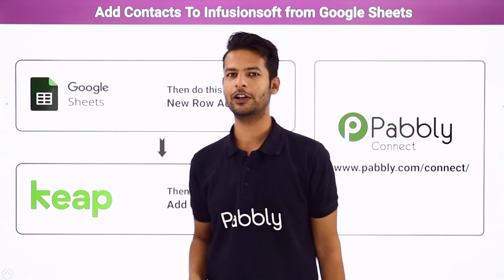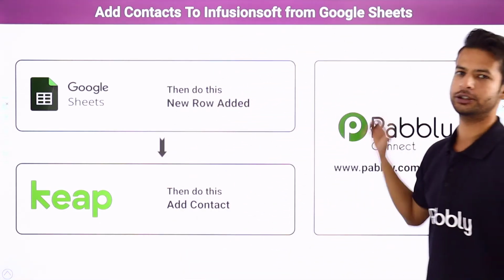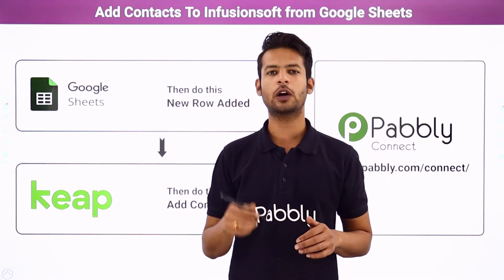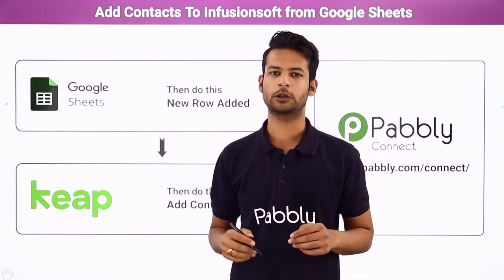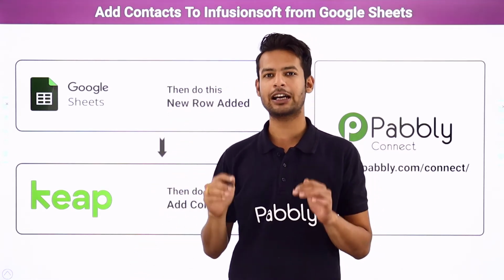Today in this video we will learn how to add contacts to Infusionsoft from Google Sheet. Now suppose you have a business, you are running a business and you are using Keap for your business purpose. Now Keap, which is also known as Infusionsoft, is a CRM application.